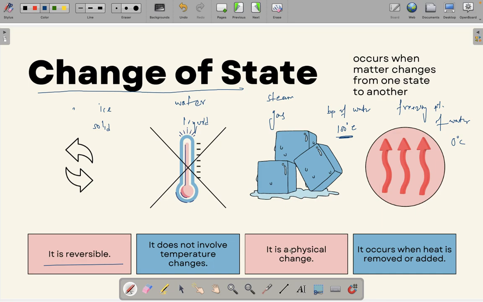Okay? Then it is a physical change. We'll discuss physical change later, but physical changes are changes which can be reversed and in which new substances are not formed. So here you can see this change can be reversed, right? And it remains the same thing, ice and water. So their constituent is the same, H2O. So that is why it is a physical change. And then change of state occurs when heat is removed or added. So if you want to convert solid to liquid, you add heat. If you want to convert liquid to solid, you remove heat or you freeze it. Okay? So this is all about change of state.